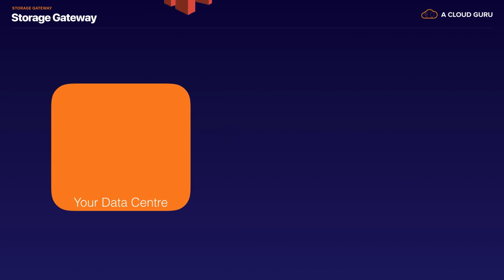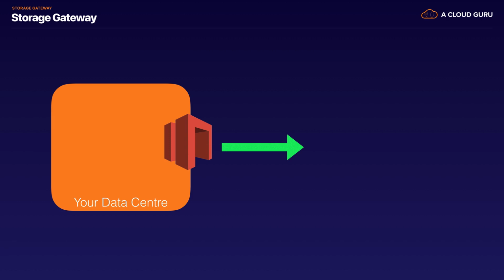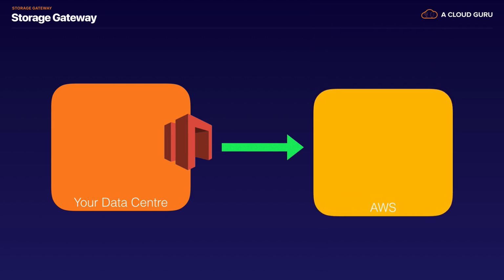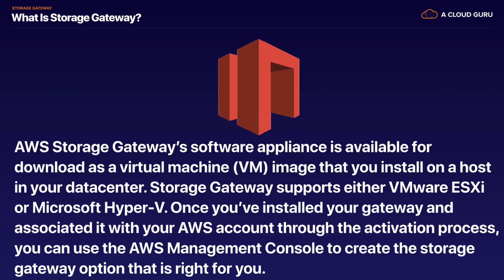Well, let's have a look at our data center. So we've got Storage Gateway here. And Storage Gateway is basically a virtual or physical device, and it's going to replicate your data into AWS. Now, it always used to be a virtual device, but they have released hardware appliances now, so you can actually have a physical Storage Gateway as well.